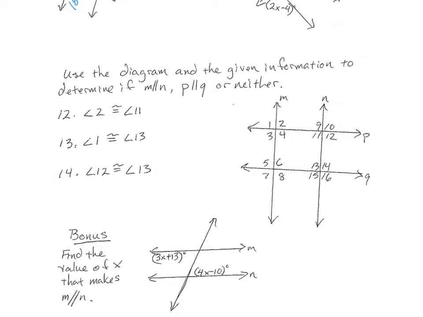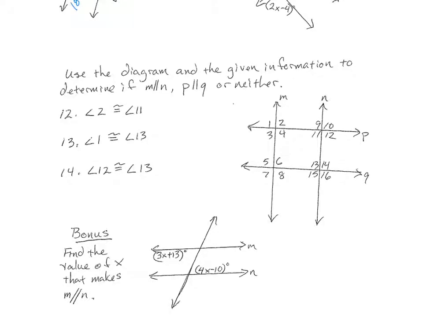Zoom out here. We're going to use the picture for 12, 13, and 14. They're asking: use the diagram, the picture, and the given information to determine if MN, which are these two lines, and PQ, which are these two lines, are parallel. That's what that little symbol means. Or is it neither? So for number 12, we're going to say that angle 2 is equal to angle 11. So could M and N be parallel because of this? P and Q? Or would it be neither?